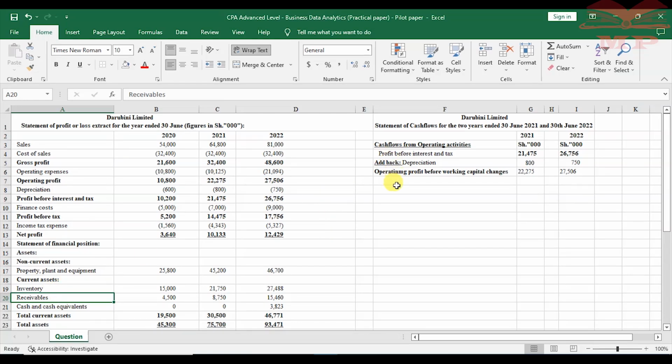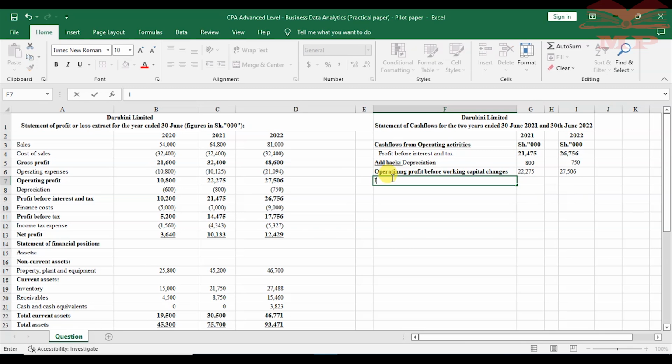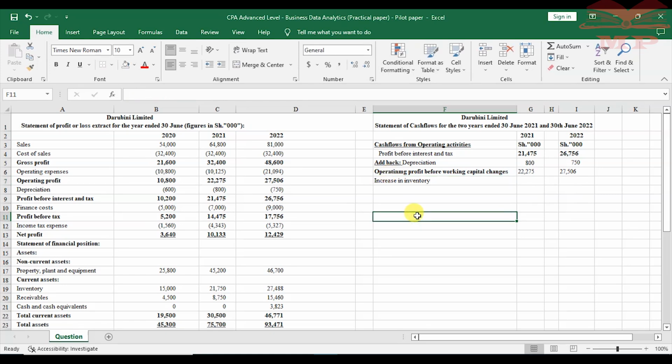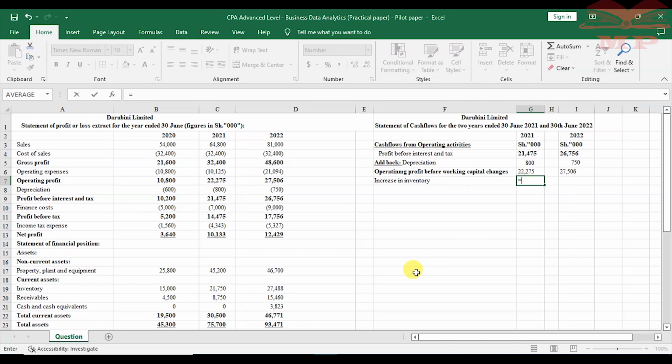Starting with the inventory, you check 2020, 2021. Inventory here was 15, here it was 21,750. So that is the increase in inventory. When you talk about increase in inventory, that one is an outflow. When inventory increases, it means that you went and purchased inventory. You subtract this, then you'll get your increase in inventory, which is an outflow.